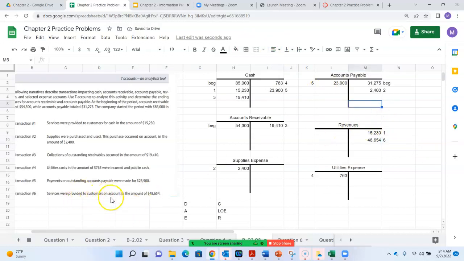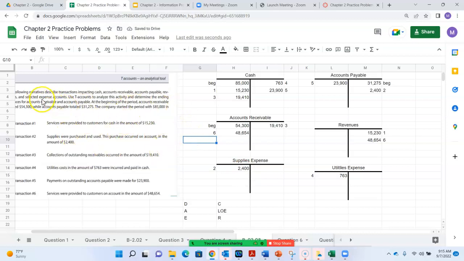And services were provided to customers on account. Right? That means customers owe the company in the future. Therefore, this is going to increase our accounts receivable balance, or T account. So 48,654. And again, this relates to transaction number 6.